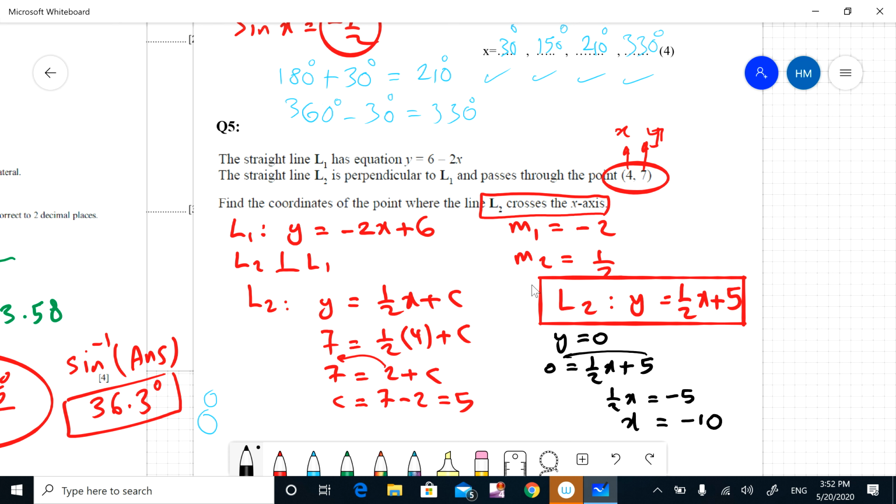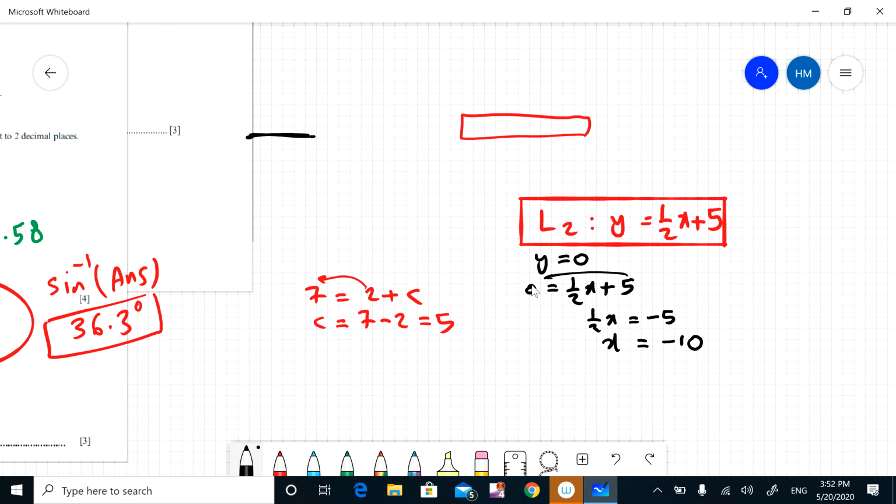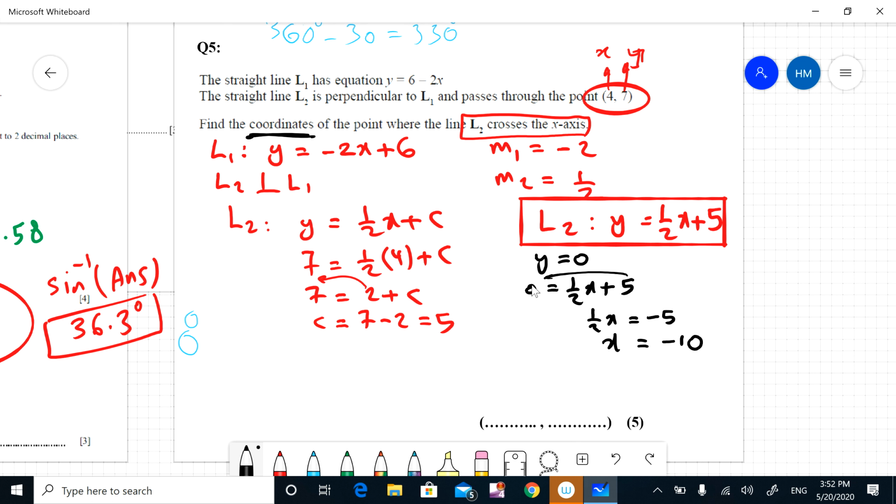So what is the intersection point? He asked me to find the coordinates, so you have to give the answer as negative 10 instead of x and 0 instead of y. This is the right answer. If you make any mistakes in ordering, if you put 0, negative 10 or 10, 0, you will lose a mark in this question as an accuracy mark.